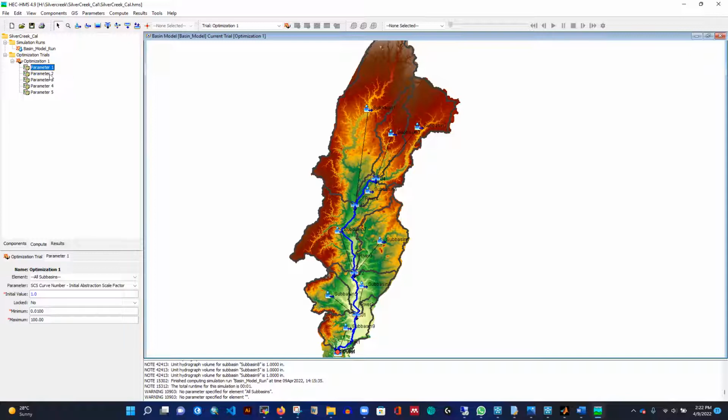And then for parameter 2, we can select all subbasins, and here the parameter will be the next one, SCS curve number scale factor. So the initial factor is 1, the maximum is this, the minimum is this.